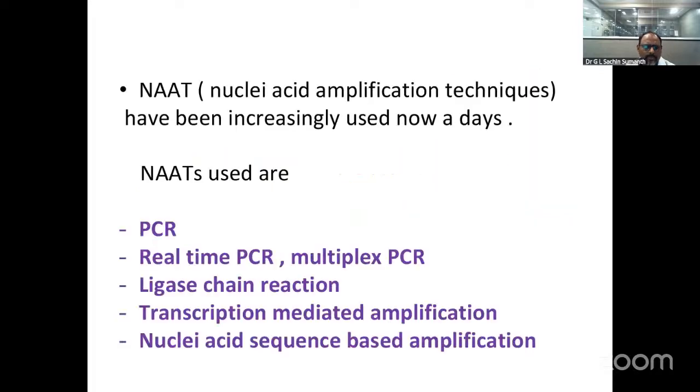Now we touch on molecular methods. We have PCR, real-time PCR, multiplex PCR, ligase chain reactions, transcription-based amplification and nucleic acid sequence-based amplification. I think the time will not permit me to explain all these things, but these are what we have for rapid and accurate diagnostics, especially in clinical microbiology.